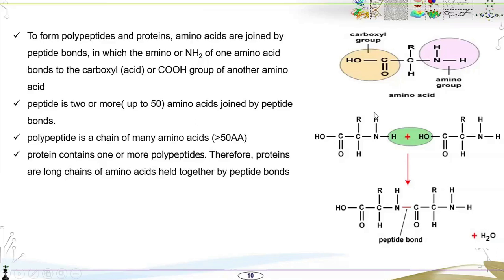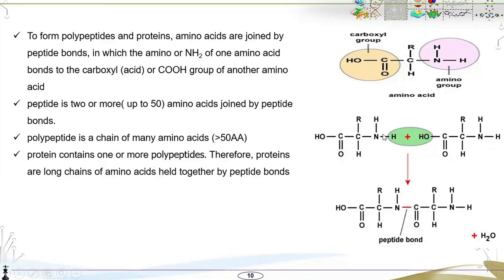So this is one amino acid, this is another amino acid. I hope that you know the basic skeleton: a carbon attached to the specific group R, and attached to that carbon there is an amine group and a carboxyl group, C double bond OH. So the carboxylic OH of one amino acid will link to the H of another amino acid.